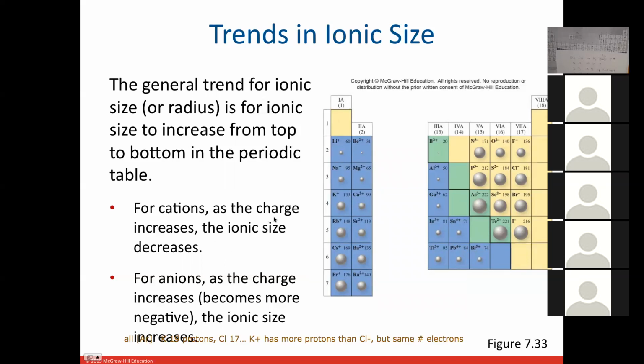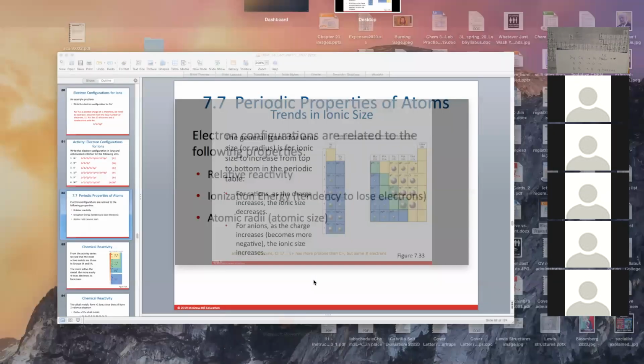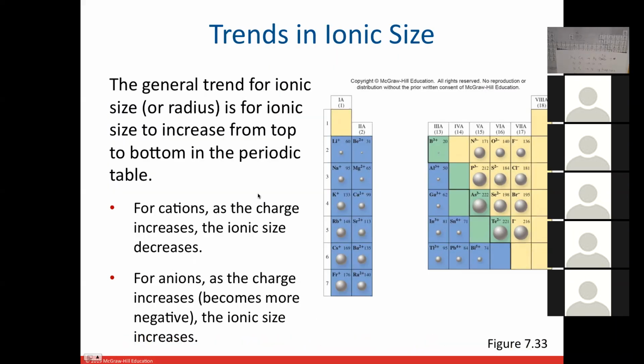For cations, as the charge increases, the ion size decreases. For anions, it should say as the charge decreases, as it becomes more negative. That's also technically a typo. As the charge decreases, becomes more negative, the ion size increases, right? So if we look at any one of these, fluoride is -1, oxide -2, nitride -3. Nitride is going to be much bigger than fluoride or oxide. Okay, so that's the basic idea.